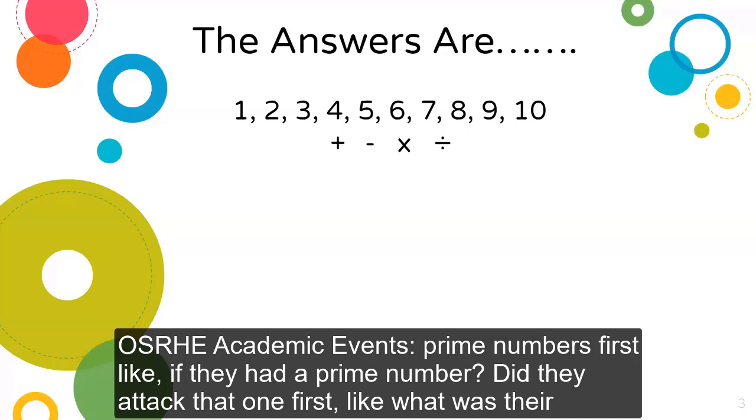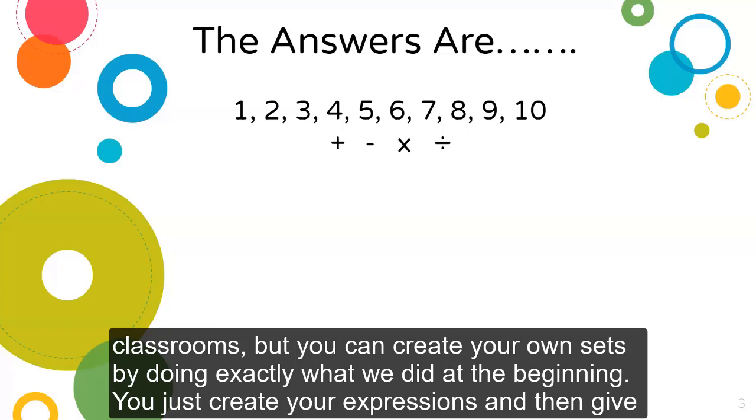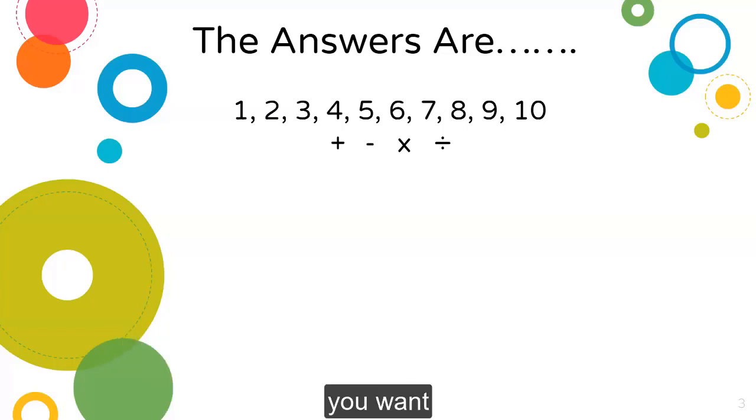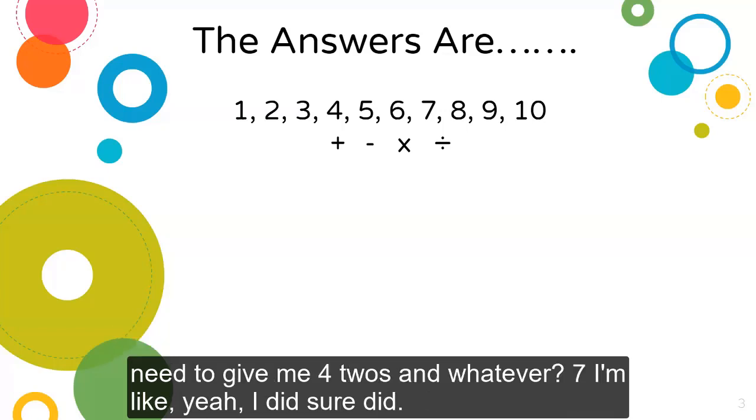So, again, this is at the end of chapter 9, I think, in Building Thinking Classrooms. But you can create your own sets by doing exactly what we did at the beginning. You just create your expressions and then give them the answers, and then you have what their answers should be when they work the problem, and you can make them as crazy as you want. Like I said, I think there's one that has like 4 fours, and they do the same thing. They're like, did you mean to give me 4 twos and a whatever 7? I'm like, yeah, I did. Yeah, sure did.